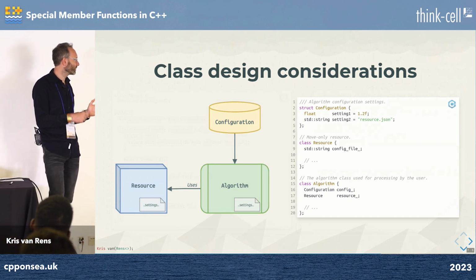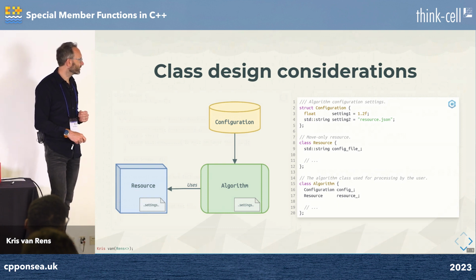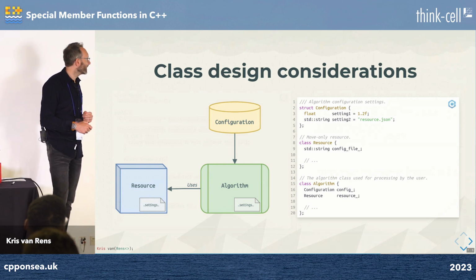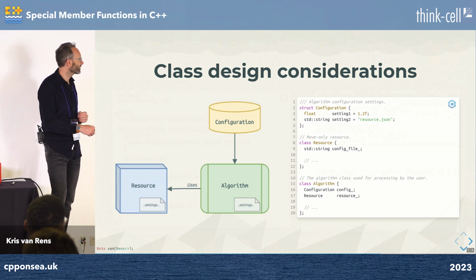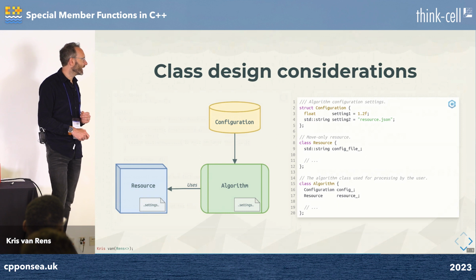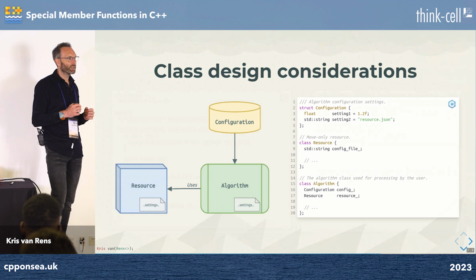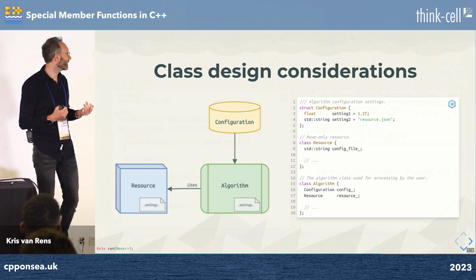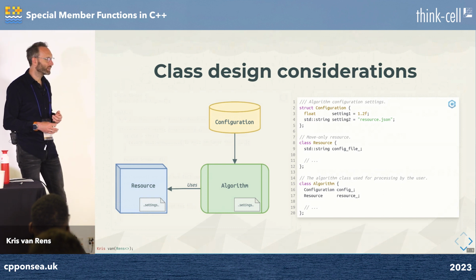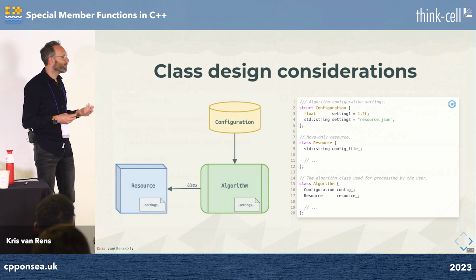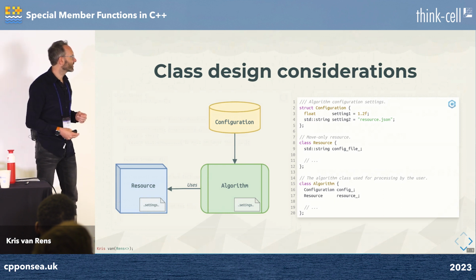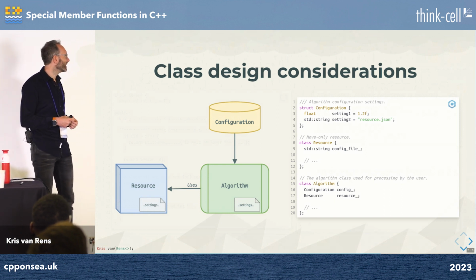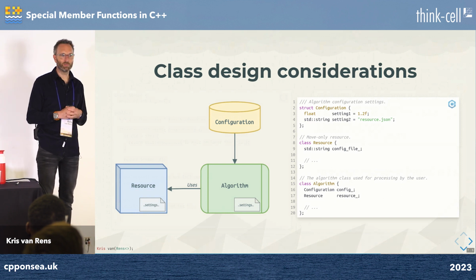So we start out with a simple setup. We're asked to implement an algorithm class that takes some kind of configuration set and then internally initializes a resource with parts of the settings and also uses part of the settings for the algorithm itself. This is a case I encountered quite a lot, at least in my job. The initial requirements are really simple, but then over time the class changes and things become a mess. So how can we prevent things from becoming a mess?